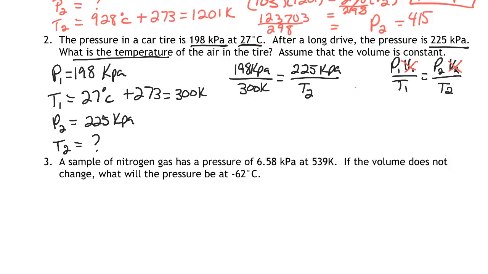Now I'm going to look at this and try to get rid of any units so I'm left with the unit that I want. I've got kPa on both sides, so I'm going to cross off that unit. So I'm left with degrees Kelvin, and that'll be the unit for my final answer. I'm going to go ahead and cross multiply.